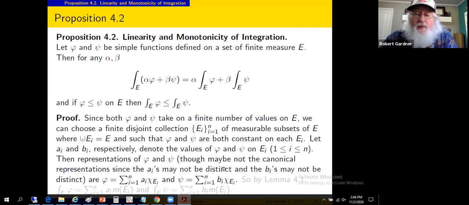So here's your story. The E sub i's, they're disjoint, like we needed in that lemma. But maybe the A sub i's, maybe some of those are the same as each other. Maybe A sub 1 is the same as A sub 5. So it's not a canonical representation necessarily. And same story over here. The sets are disjoint. Maybe these aren't distinct values. It's okay. Theorem 4.1 says you integrate them the way you think you should, by summing function values and measures of sets. Integral of phi, sum of A sub i's times measure of E sub i's. Integral of psi, sum of B sub i's times measures of E sub i's. All right, so now we've got summation representations for these integrals.